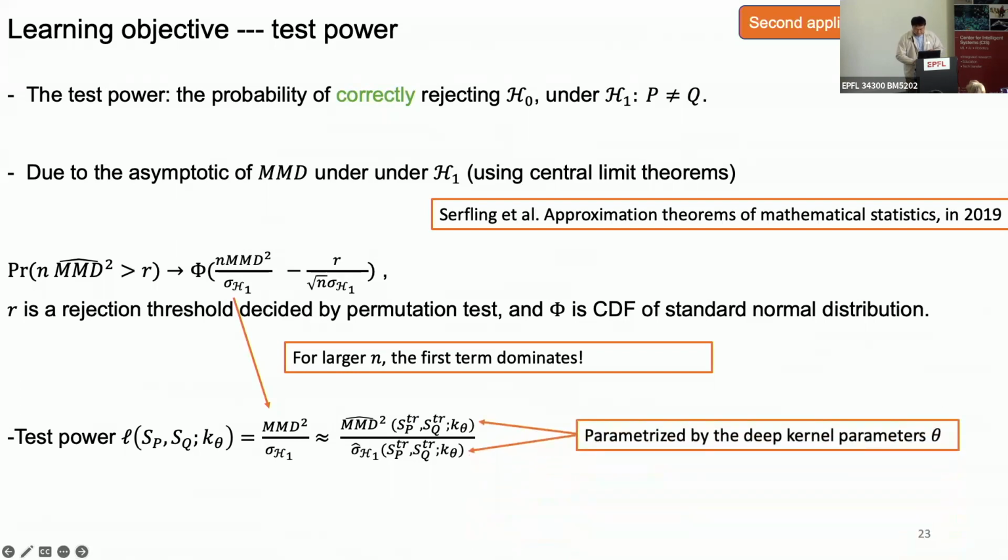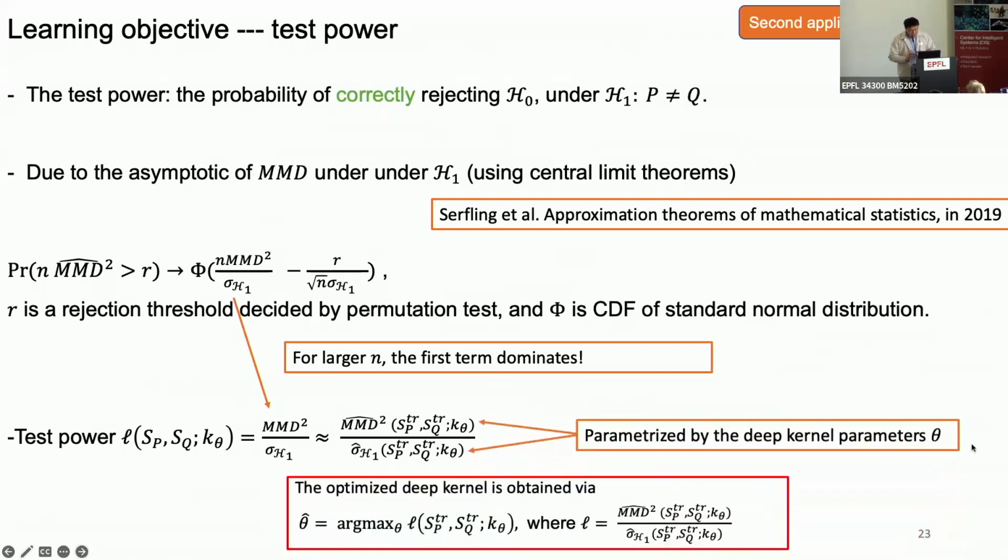Finally, we can optimize the deep kernels by, for example, using SGD or ADAM, by maximizing the test power on the training data. Then we have the kernel with optimized parameters. The two-sample test with the smart kernels will have very good testing abilities, which can handle complex distributions.